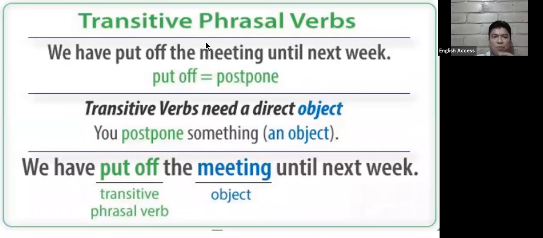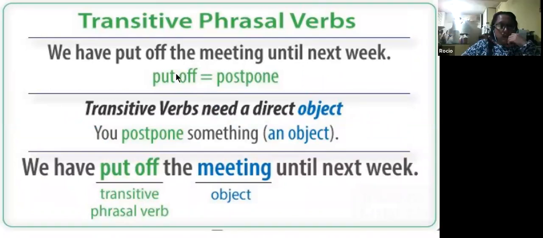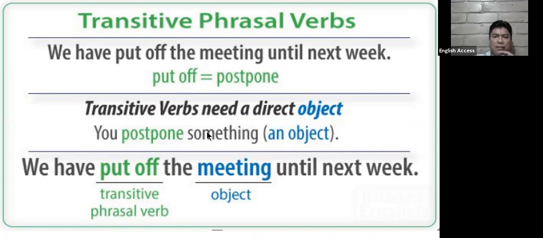Transitive phrasal verbs. We have put off the meeting until next week. Put off is a phrasal verb that means postpone. You postpone something. That something is an object.